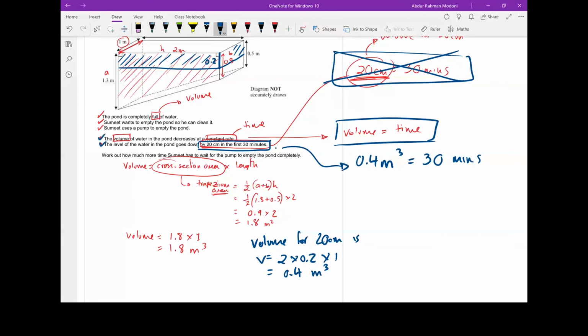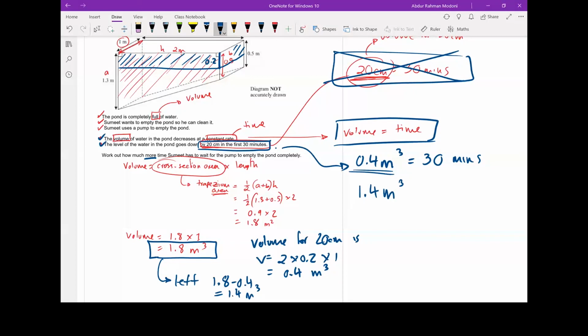And we want to work out how much more time Samit has to wait for the pump to empty the pond completely. Not how much time in total, but how much more time. Now he's already emptied 0.4 meters cubed. Remember what the total volume was. It was 1.8 meters cubed. So how much left to empty? We've got 1.8, take away the 0.4 that's emptied. So that's 1.4 meters cubed. So we've got to empty another 1.4 meters cubed. So I'm going to write down 1.4 meters cubed. That's how much more we have to empty.